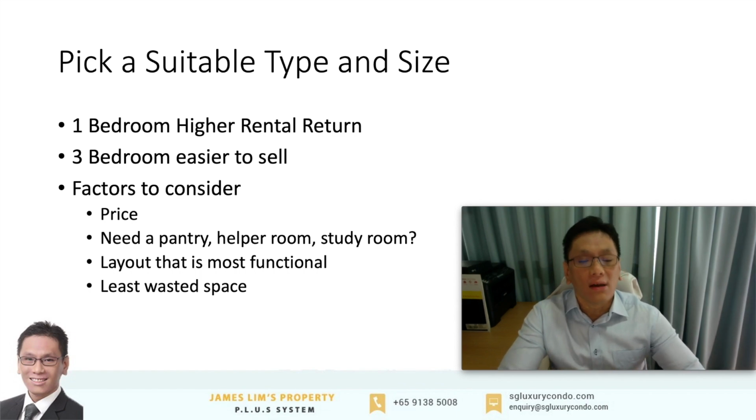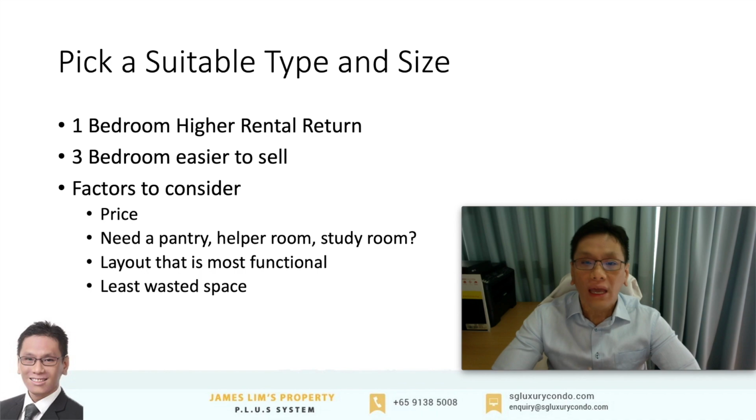For example, a 1-bedroom gives you higher rental return. A 3-bedroom will be easier to sell. So this is actually very important for investors. Okay, as an investor, you have to ask yourself, what is your exit strategy?